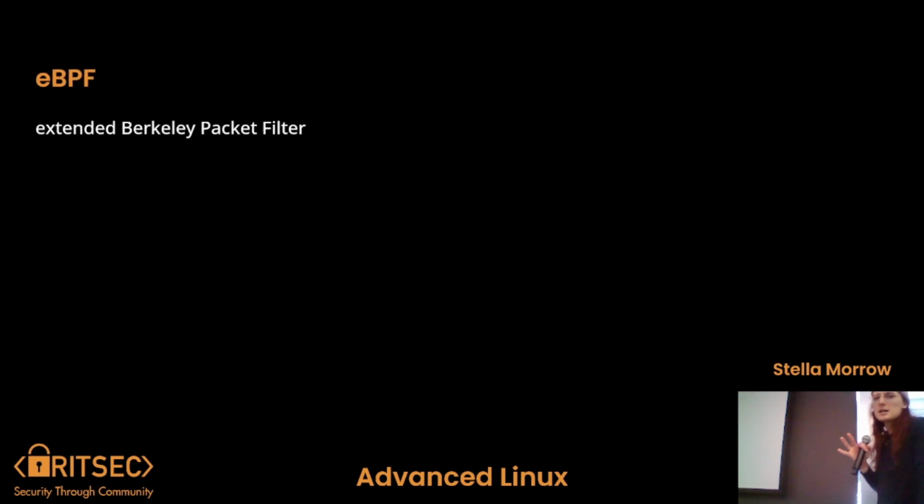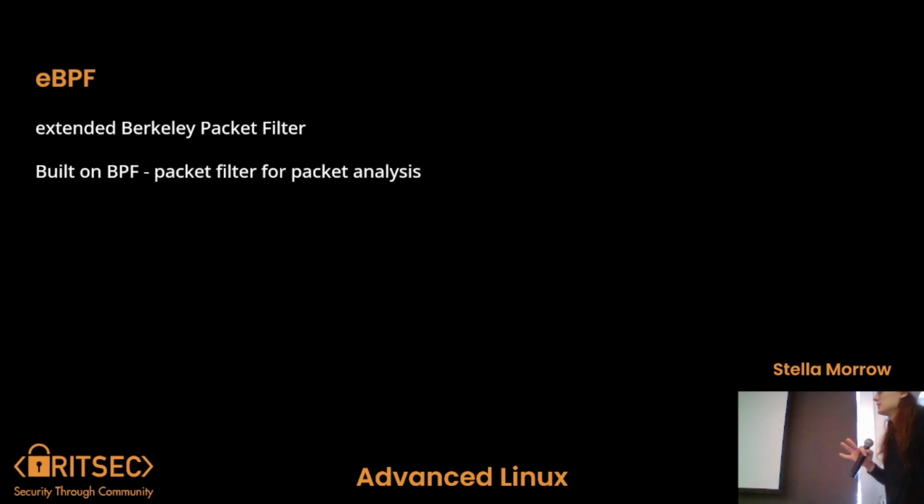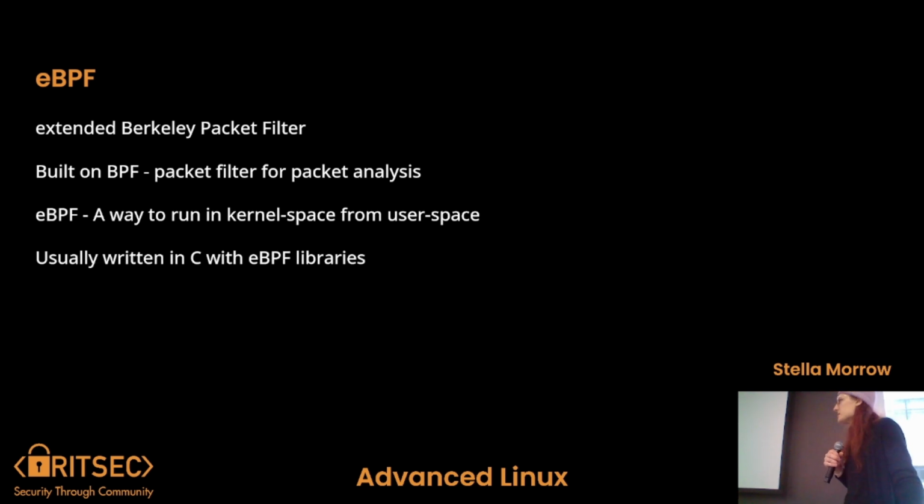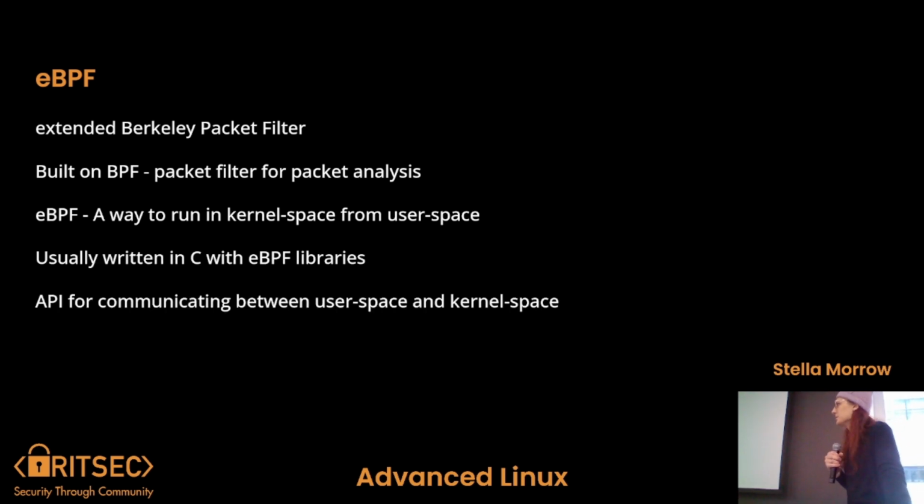You have eBPF, the extended Berkeley Packet Filter. It's built on BPF, which is packet filtering and packet analysis. And eBPF is basically a way to load stuff for the packet filter to run from user space. It's usually written in C. There are some Python libraries for it too. Basically, it's an API for communicating between user space and kernel space. Think of it this way: you can write a C program that acts as a firewall.